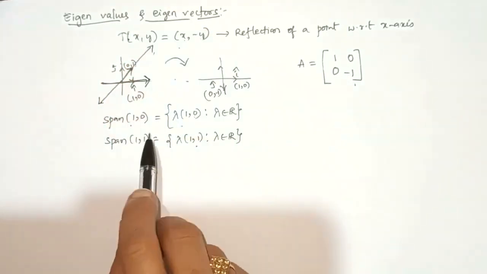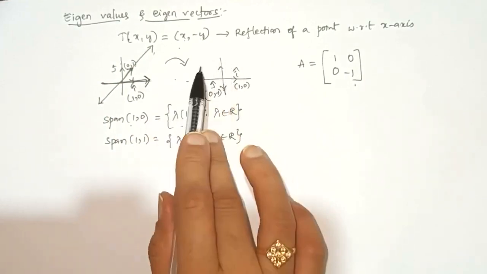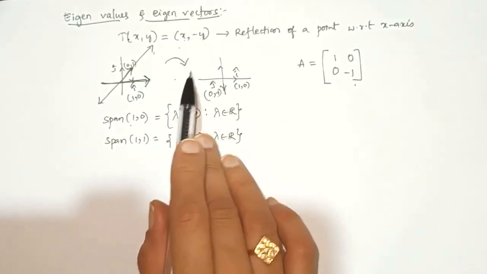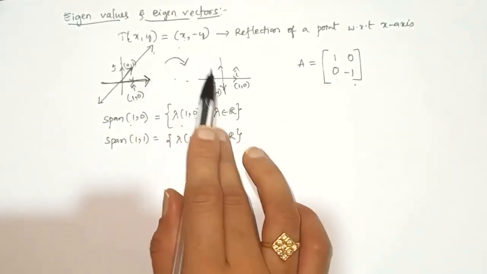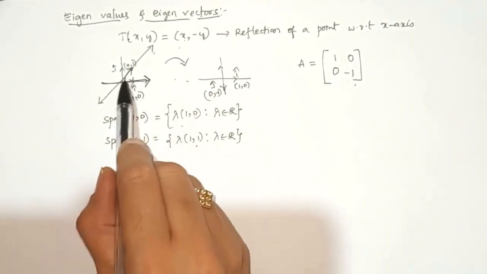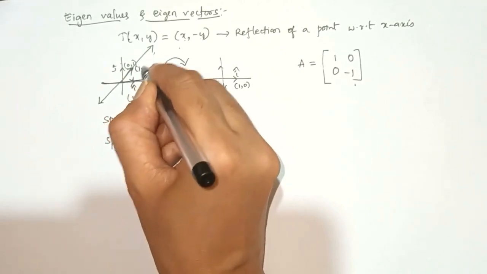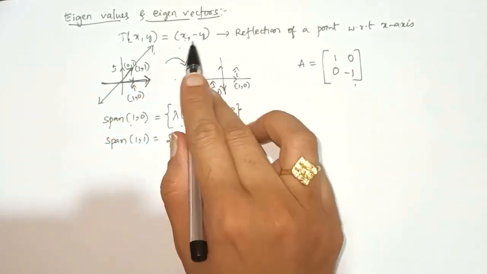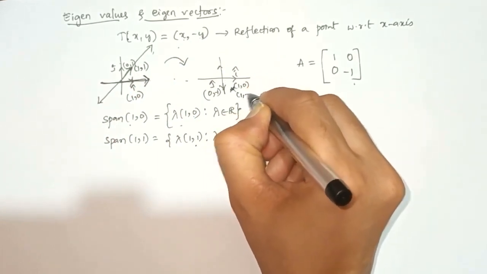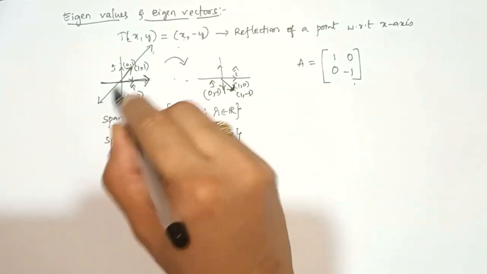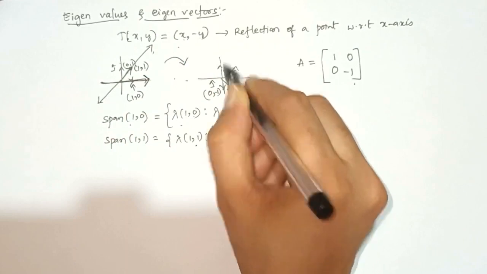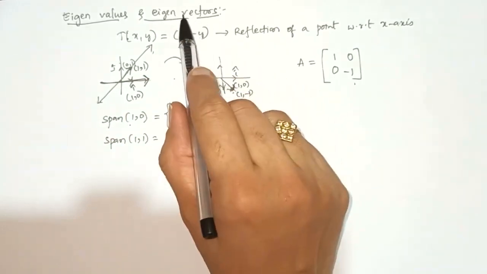Now there are a few vectors which, after applying the transformation, will go out of their span, and there are a few special vectors which even after applying the transformation will stay in their own span. See, for example, (1, 1) is the vector. Apply this transformation and that vector goes to (1, minus 1). The span of (1, 1) is the entire line. Now it is going out of its span. Most of the vectors behave like that when you apply the transformation.